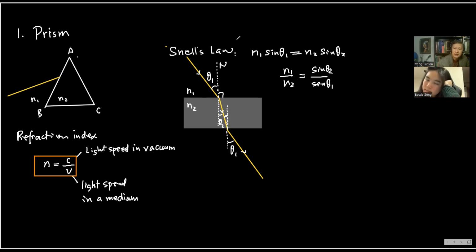The only difference is that in this case, these two surfaces are not parallel. Can you see? Therefore, there's no simple relation. Can we call this angle theta 4? In this case, theta 1 is not necessarily equal to theta 4. Why? Because there's another angle to be considered called alpha.